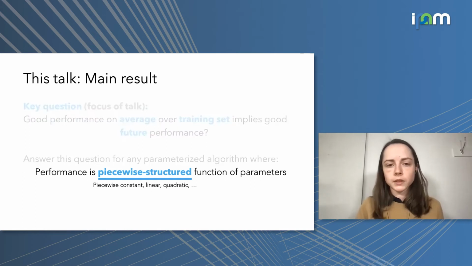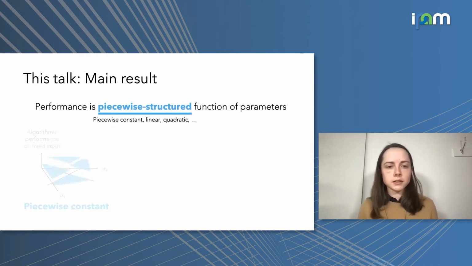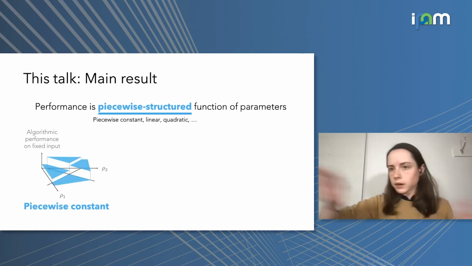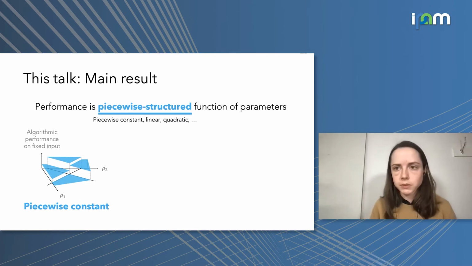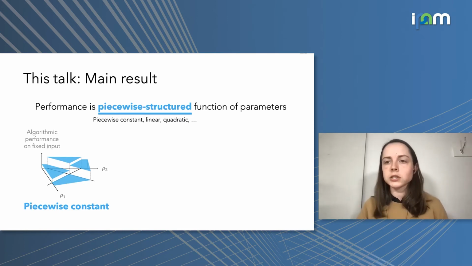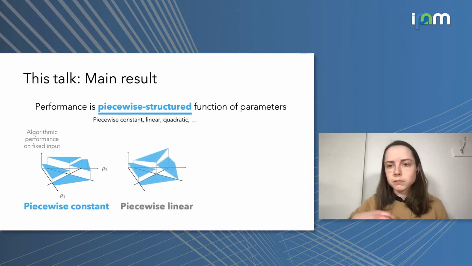So to illustrate this, you could imagine that we're varying some tunable parameters, rho one and rho two, and we're plotting the algorithm's performance, so its runtime or its solution quality, as a function of these parameters on some fixed input. So for example, some fixed sequence pair. We can split the parameter space into regions where this function is constant. So it's a piecewise constant function. But it could also be a piecewise linear function, or piecewise something else.